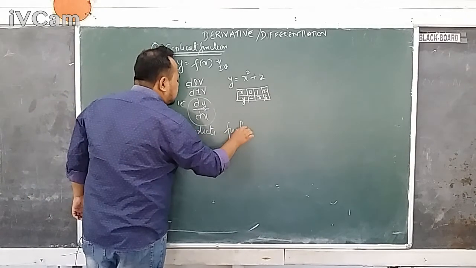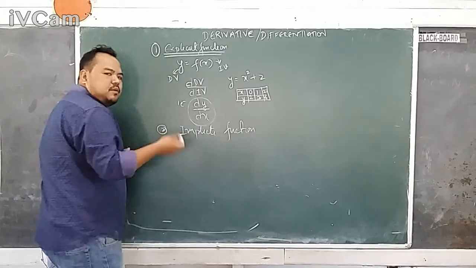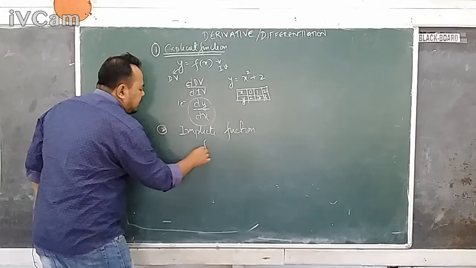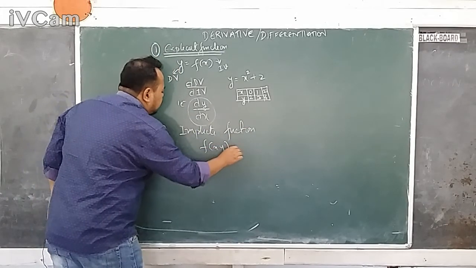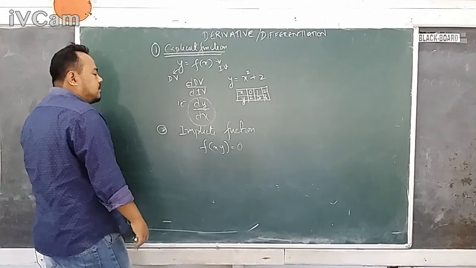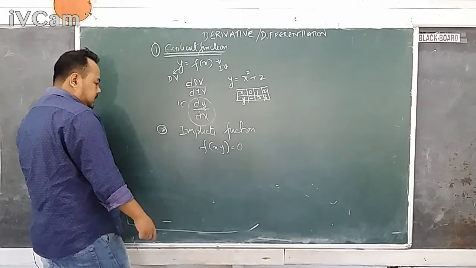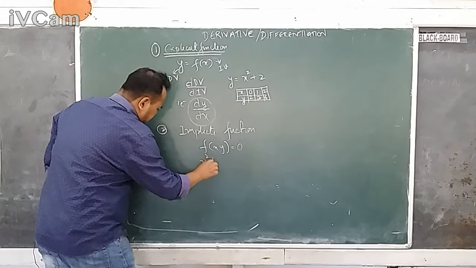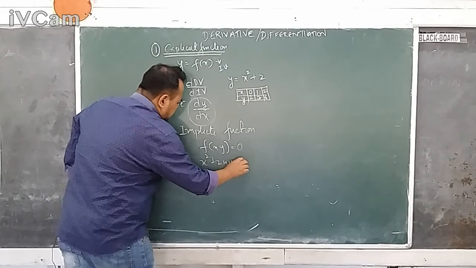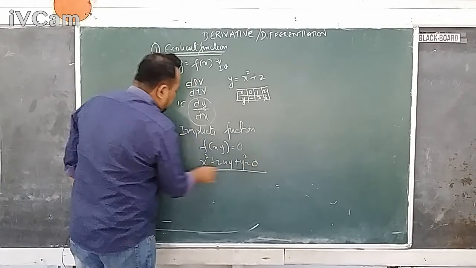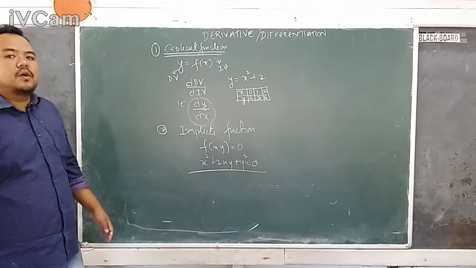Implicit function means both variables x and y will be together. So this is an implicit function. In this case also we find out the change in y with respect to x. For example, x squared plus 2xy plus y squared equal to 0. This is an example of an implicit function.